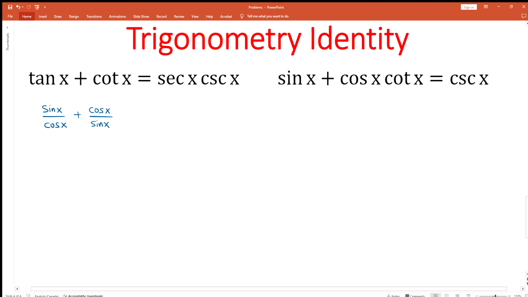Now we can add these two fractions. We have to find a common denominator. The common denominator is sin x cos x. We should multiply the first fraction by sin x in the numerator and denominator. And we should multiply the second fraction by cos x in the numerator and denominator.